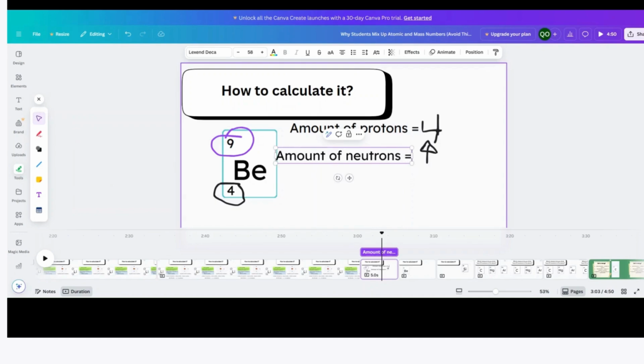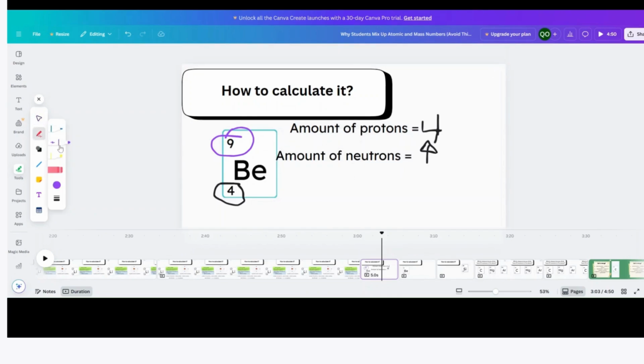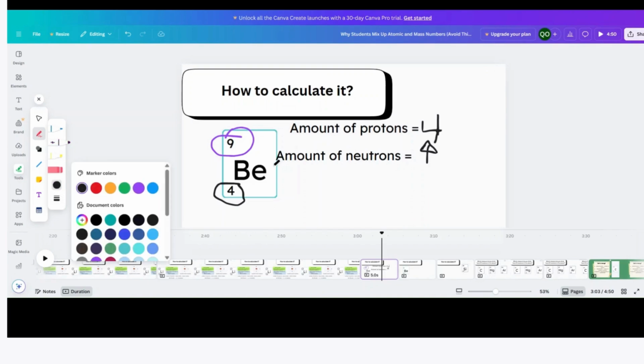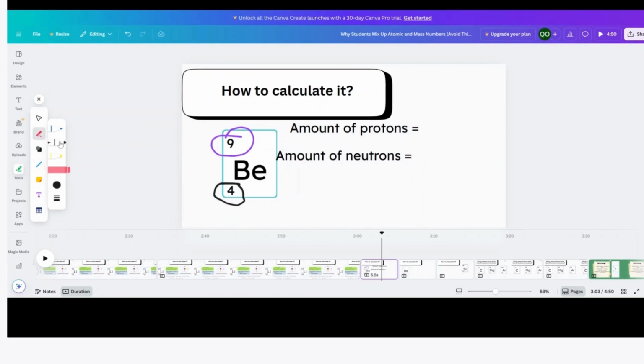What is this element? If we look at this element, Be, what does this symbol Be stand for? You can think of beryllium. Yes, that is what Be stands for. Okay, so for the amount of neutrons, we are going to take the atomic number. So the protons is 4. We're going to take the mass number minus the atomic number, and that will give us 5 neutrons.